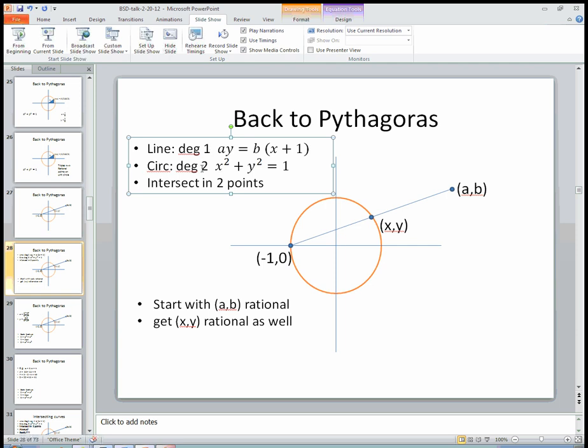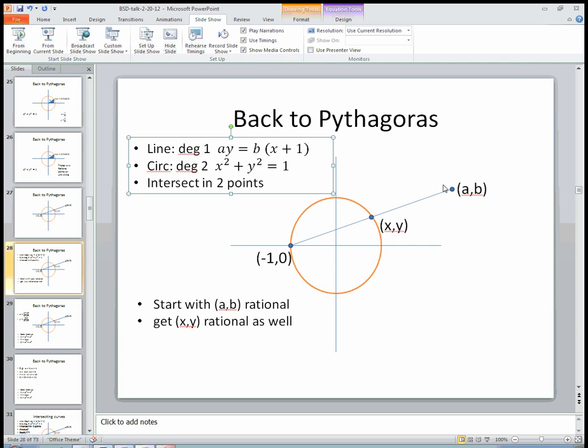The circle is a degree 2 equation. It's the quintessential example of a degree 2 equation because x and y come in as squares. And what we notice is that at least in this picture, they're intersecting in 2 points. I claim it's not at all a coincidence that 1 times 2 is this number of intersection points. That's going to be very important later, and I'm going to talk more about it in a little bit.